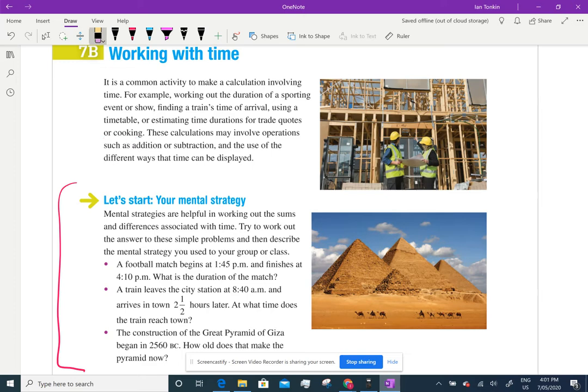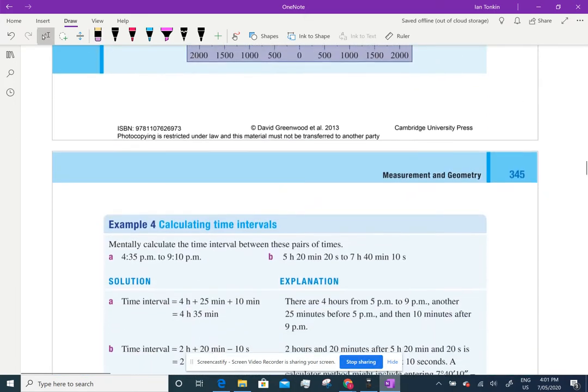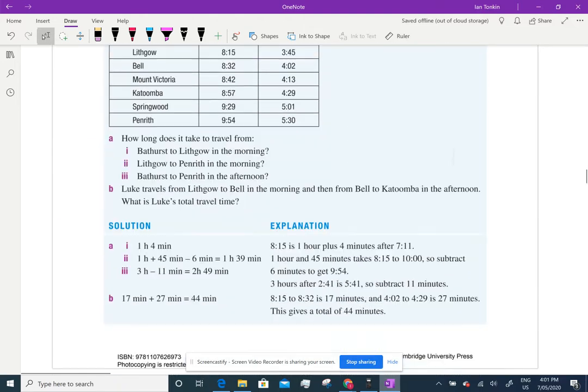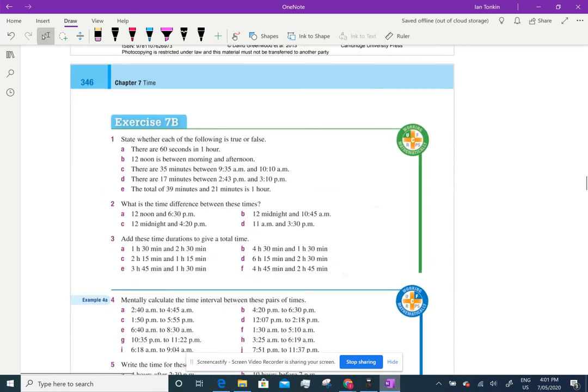And most of the time, you may not be able to use a calculator for these because the calculator, for the most part, is in base 10, whereas time is in base 60, or 24 for hours, or 7 days for a week, or 365 and a quarter days for a year. So some calculations with time might be better done using mental strategies. So I'm going to do a couple of these. You might have your own mental strategies. Mum and dad or friends, other people might have some other mental strategies.